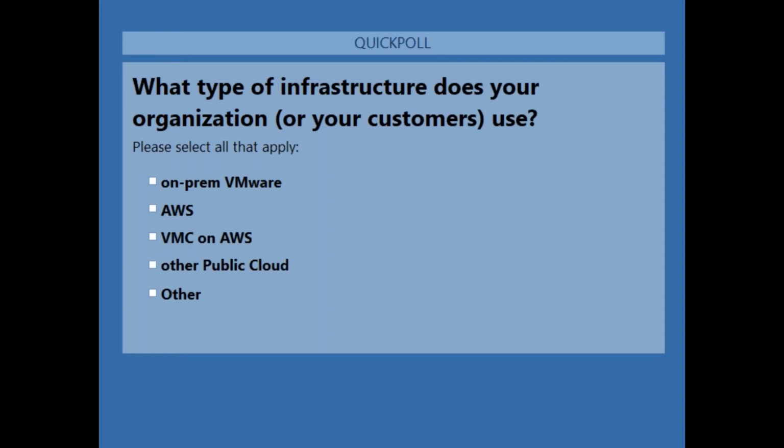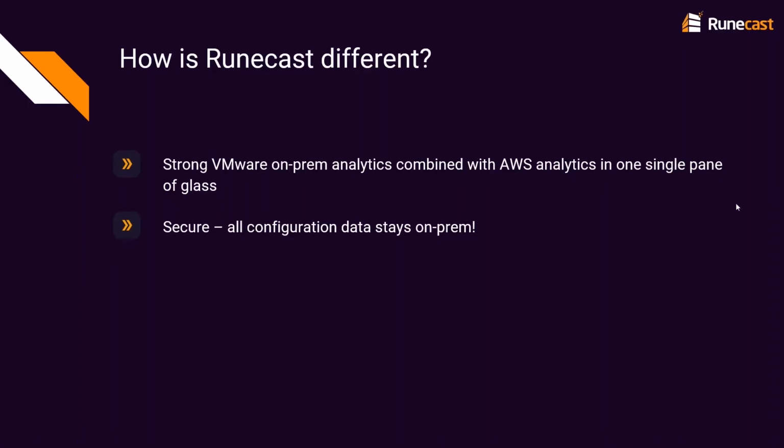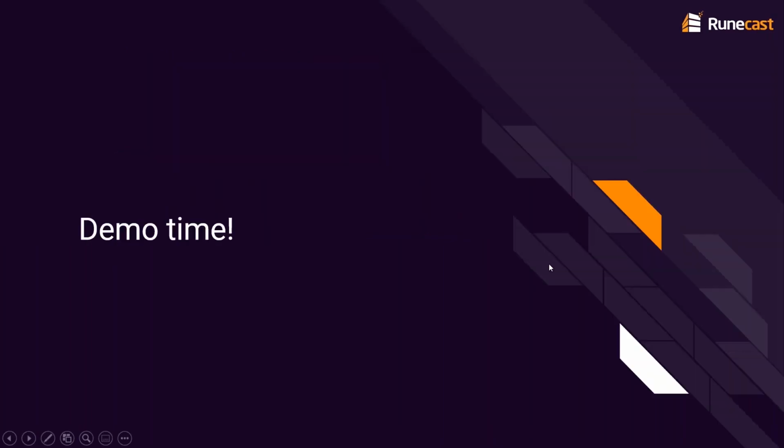All right, thanks very much. So we have 80% on-prem from those that are attending the webinar, 24% public AWS, 8% VMware Cloud on AWS, 28% other public clouds, and 16% other. Thank you very much for this. And we'll move on to the demo.